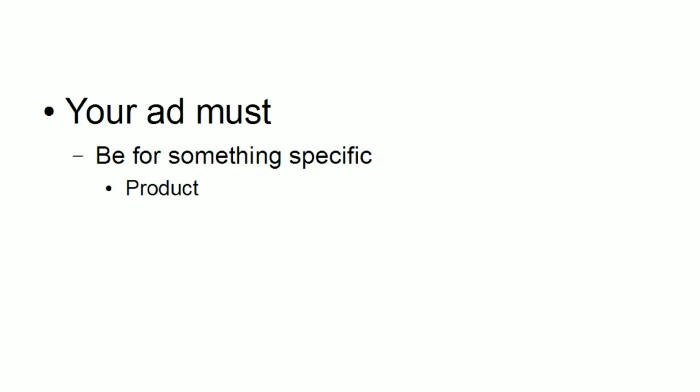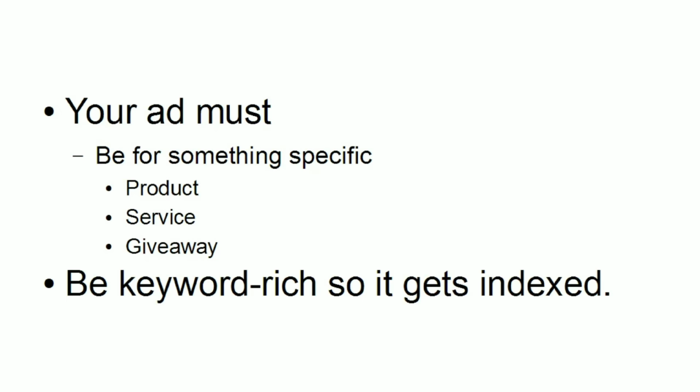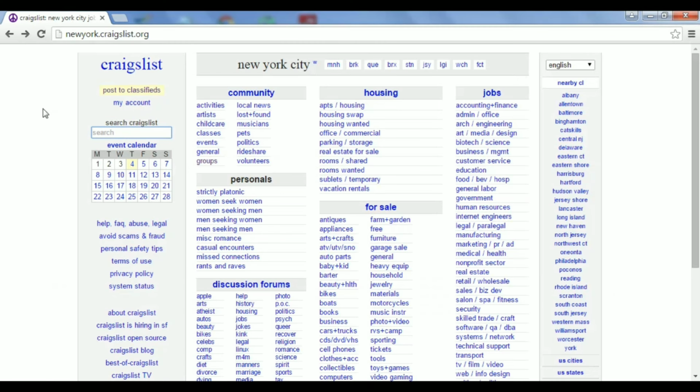Now, before you put your ad up, you must make sure that it's for something specific. So it should be for a product, or for a service, or for a giveaway. And it must be keyword rich so it gets indexed. Now, Craigslist has clamped down in recent years on the parts of their site where you can post an ad with a clickable link.